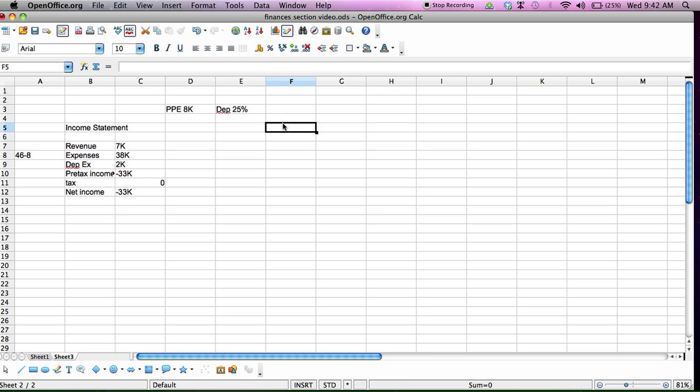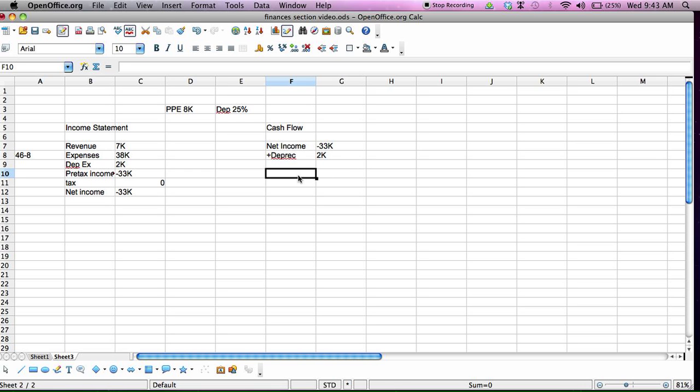All right, now we're going to move over to the cash flow statement. The first thing we're going to have on there is our net income, right from the income statement, minus $33,000. Now we're going to add depreciation, because here we want to reconcile all the times where net income is going to be different from cash. And remember, depreciation is a non-cash expense, so we need to add that back in.